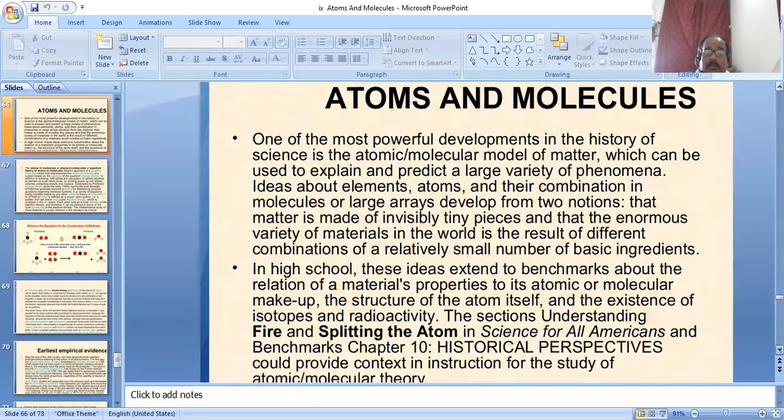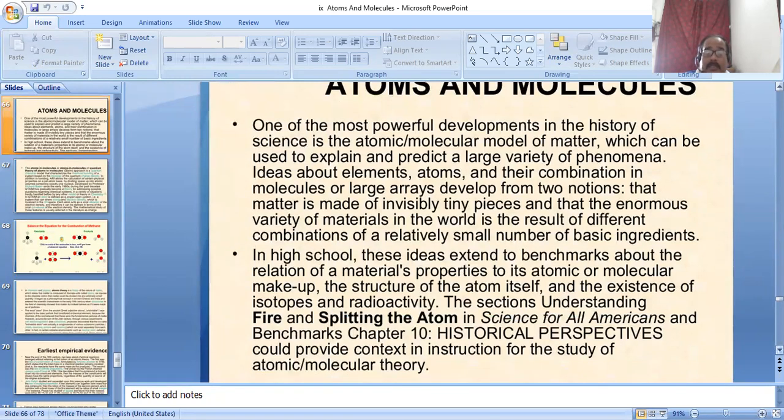In high school, this idea extends to benchmarks about relating a material's properties to its atomic or molecular makeup, the structure of the atom itself, and the extent of isotopes and radioactivity. The section on splitting the atom is covered in Science for All Americans and the benchmarks chapter.